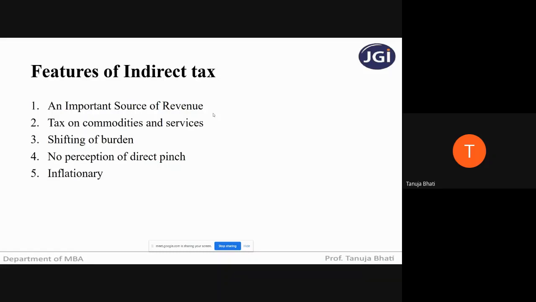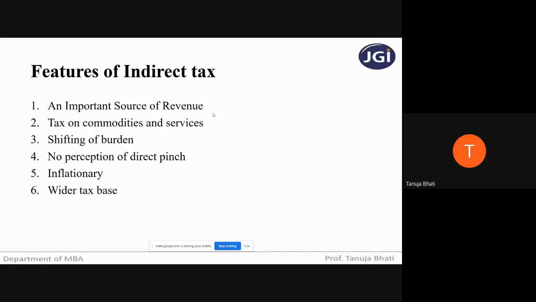Next, it is inflationary. What do we mean by inflationary? Since indirect tax is levied on commodities and services, when indirect tax rates increase, obviously the price of the commodities and services also increases. And when there is an increase in the price of goods and services, an inflationary trend is created. So if there is an inflationary trend, one of the reasons may be the indirect tax rates. So indirect taxes can also lead to inflationary situations.